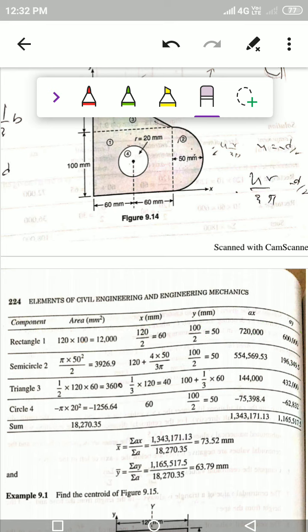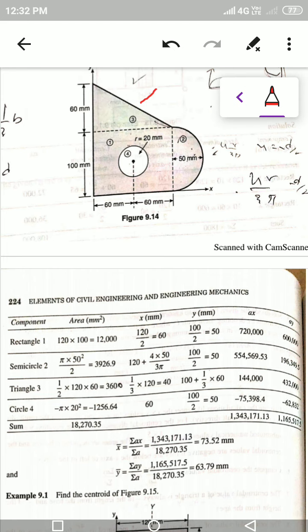The next is the second geometrical figure. The second geometrical figure is your semicircle. You just observe, this is the semicircle. You know that the area of the semicircle is pi r square divided by 2. R is the radius, it has been given as 50 mm, therefore pi r square divided by 2 is the area of this semicircle. Clear?